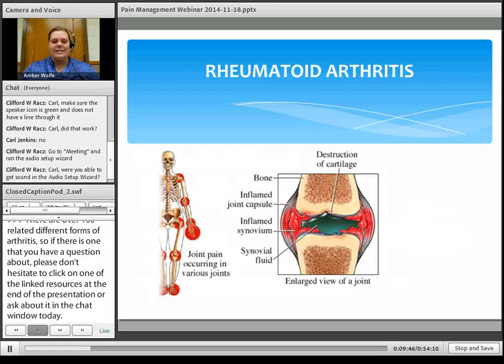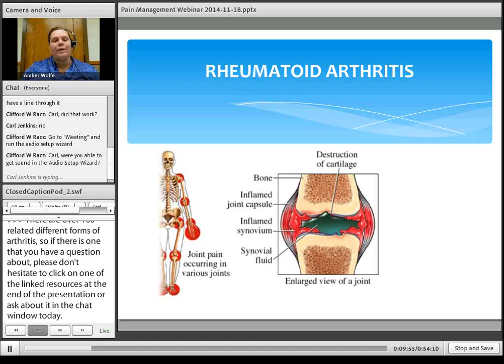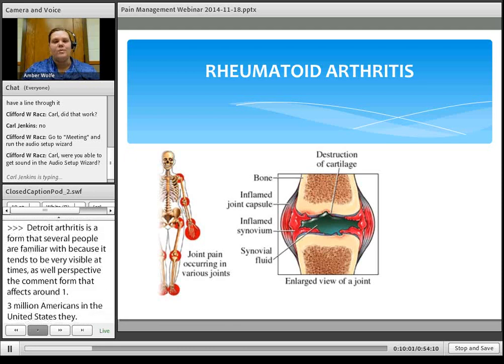Rheumatoid arthritis is a form that several people are familiar with because it tends to be very visible at times as well. It's a common form that affects around 1.3 million Americans in the United States today. It does tend to affect women more often than men, but men can be afflicted by this form of arthritis as well. With rheumatoid arthritis, you can see in this image that it's actually an issue that's related to the inflamed synovium or the synovial fluid in the joints.